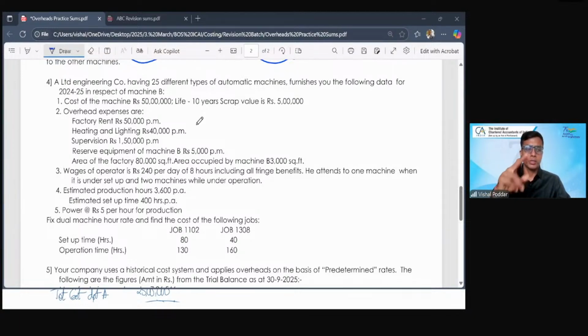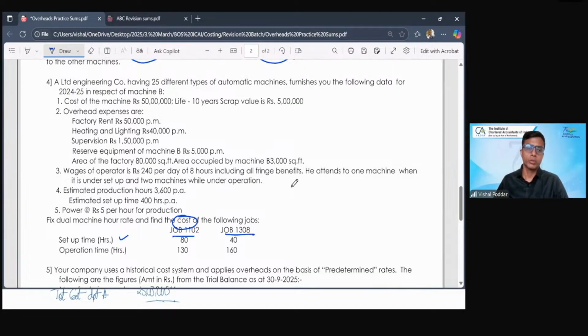Now you will get to understand that even in this second question, this is where setup is indirectly productive. How do you know setup is productive? While charging to your jobs, they have also given setup time separately. Whenever you have to charge setup, this type of sum becomes relevant, which is a dual machine hour rate sum. So what is a dual machine hour rate?